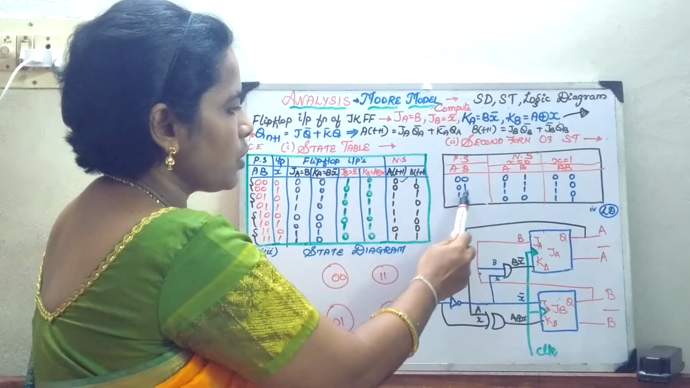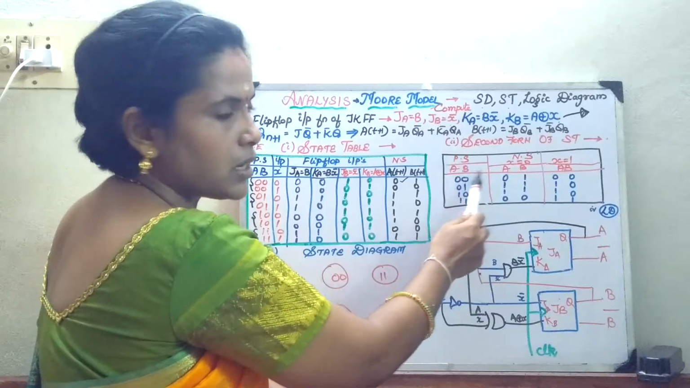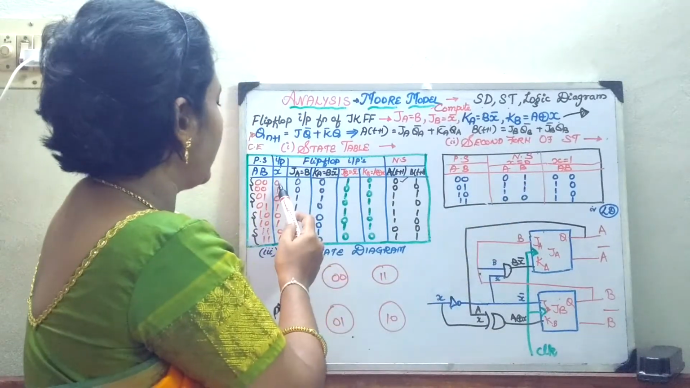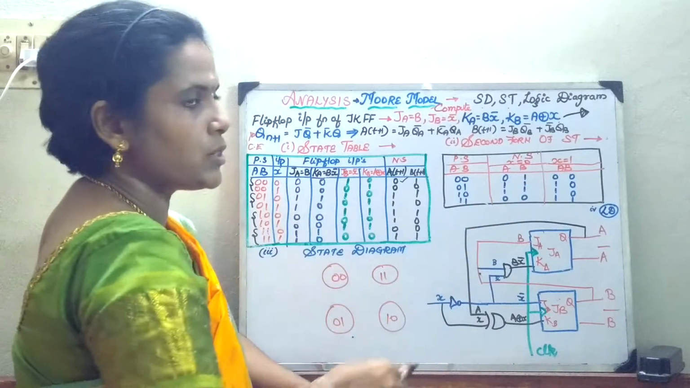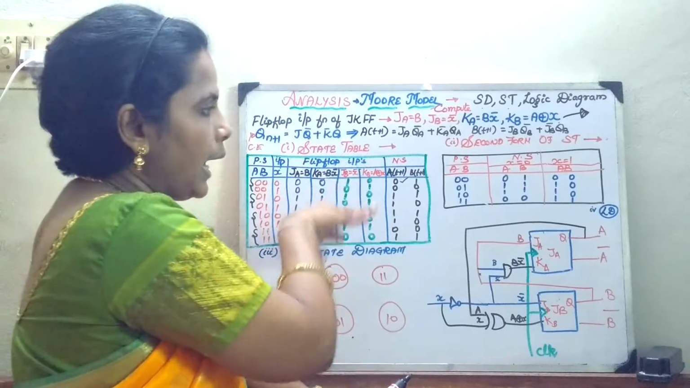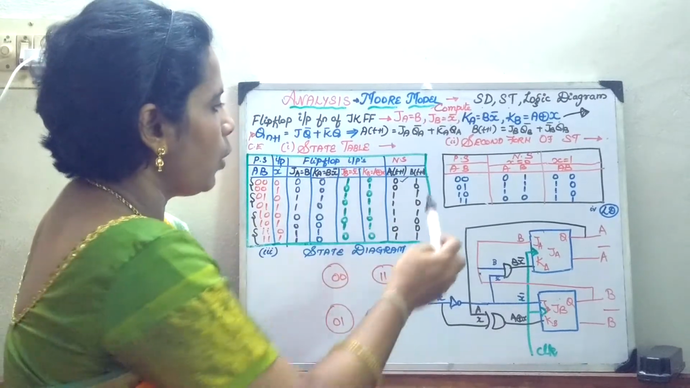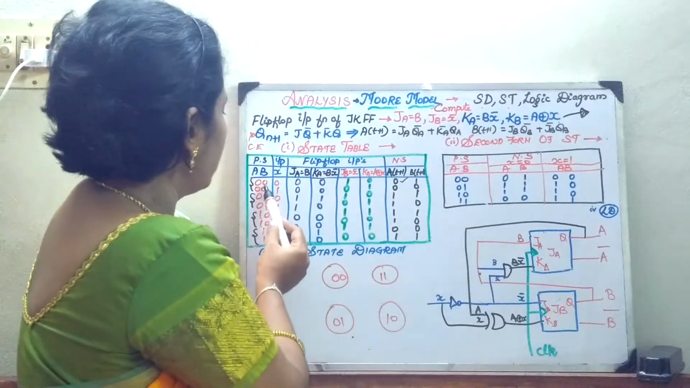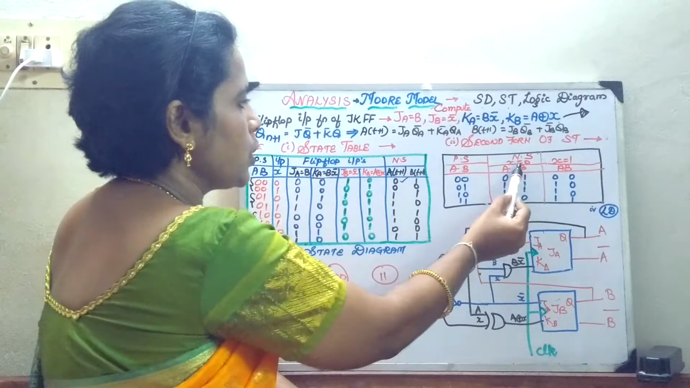So 0 0, 0 1, 1 0, 1 1, the present states are given. Next state at x equal to 0, at x equal to 1. Instead of writing one behind the other, I am just going to write it in two columns. So how will I write? When my x is 0, 0 0, 0 1. So 0 1 I have written.